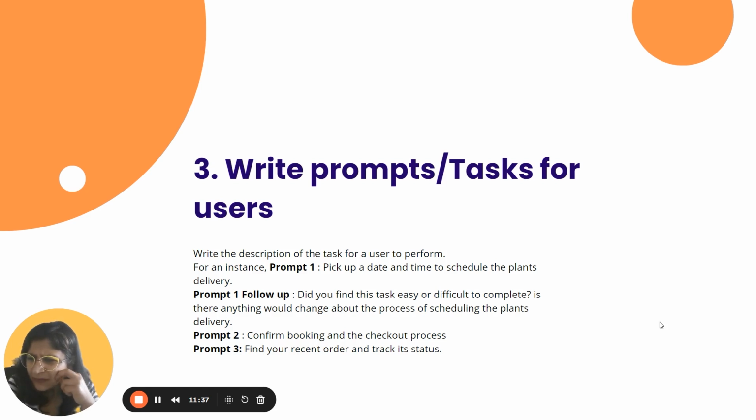You must have heard that I'm talking a lot about prompts and tasks. Now, what is a prompt? Basically, a prompt is, let's say, prompt one: pick a date and time to schedule the plant delivery. And you can also plan a follow-up question for prompt one. Say, did you find this task easy or difficult to complete? Is there anything you would like to change about the process of scheduling the plant's delivery? Then you can have prompt two: confirm the booking and the checkout process. And prompt three: find your recent order and track its status. You can always have these follow-up questions with every prompt, and it'll be easy for you to understand more about the experience of a user.